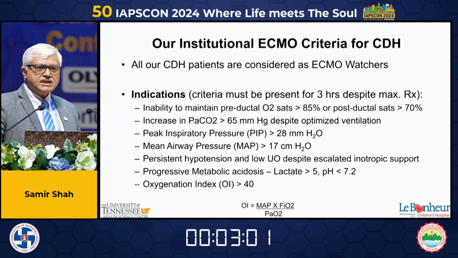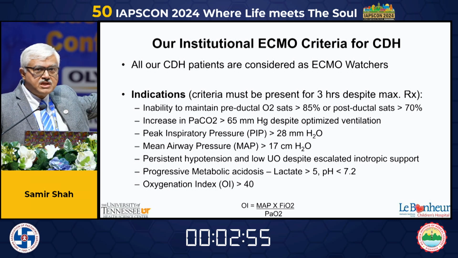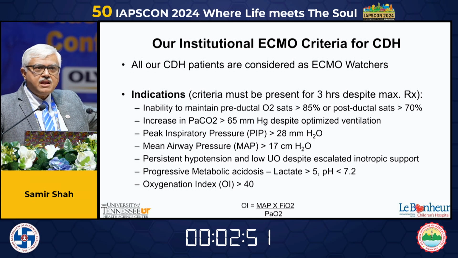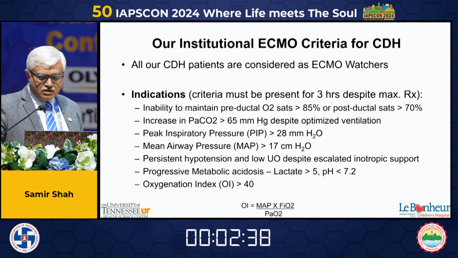The one formula that I would request everyone to pay close attention to is the oxygenation index. Oxygenation index, or OI, is your mean airway pressure multiplied by the FiO2 divided by the PaO2. A higher number is obviously a bad sign. So if your oxygenation index is more than 40, that is an automatic indication to put the patient on ECMO in our institution.